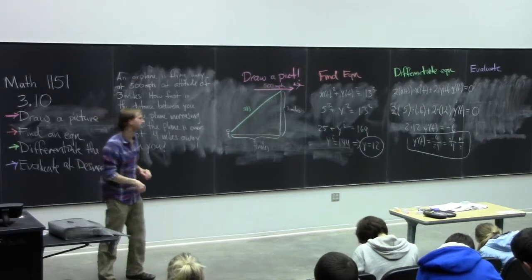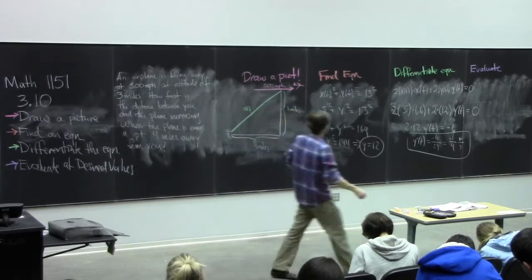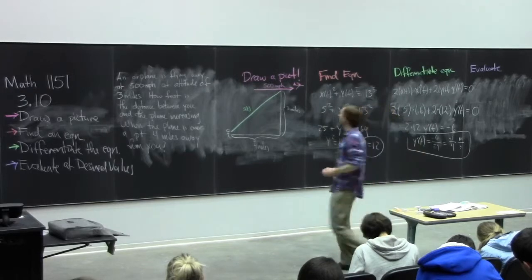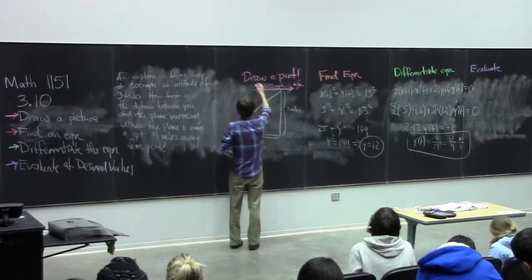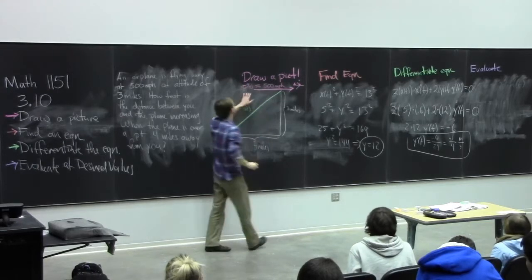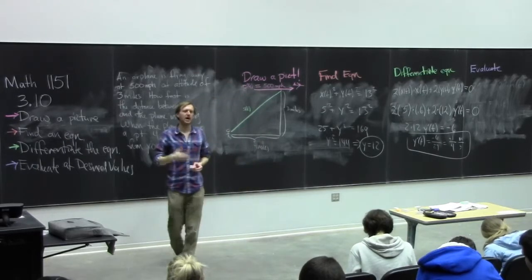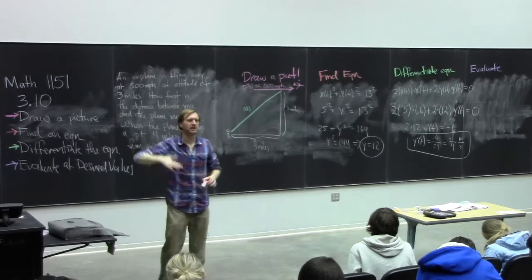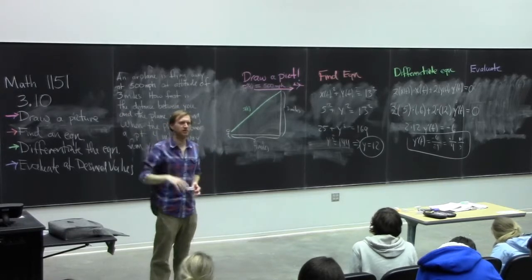And I'll give you one more hint. The plane's traveling at 500 miles per hour, so this is a rate. So this will be P prime of t. P prime of t is how fast the plane's going this way.